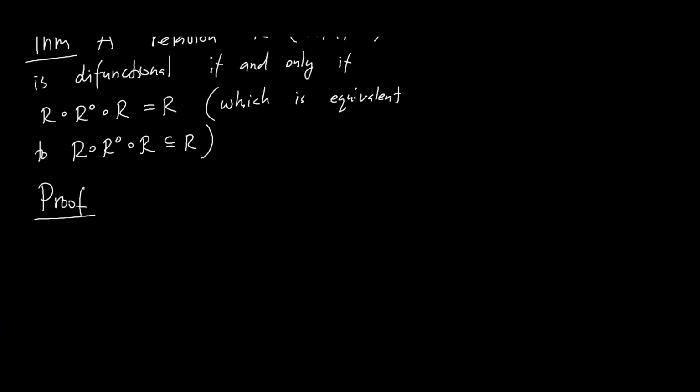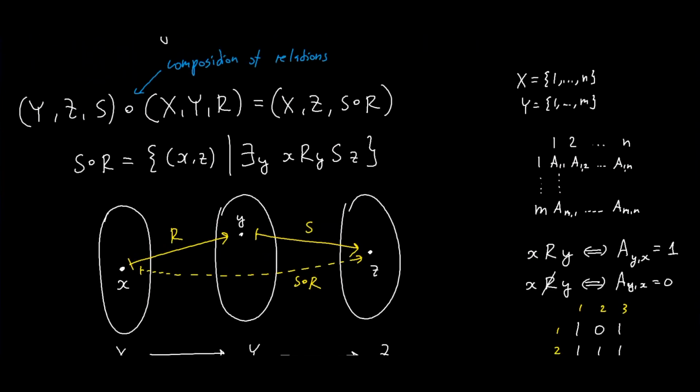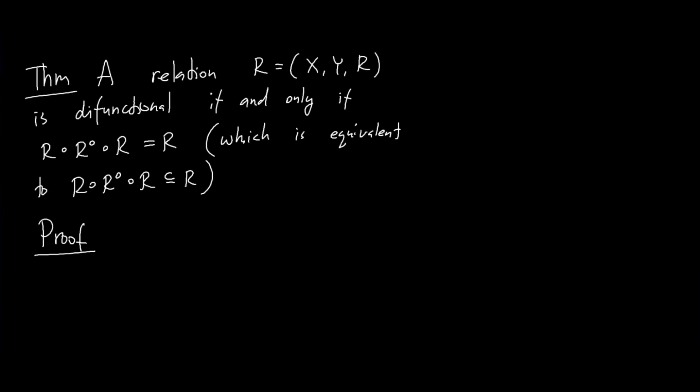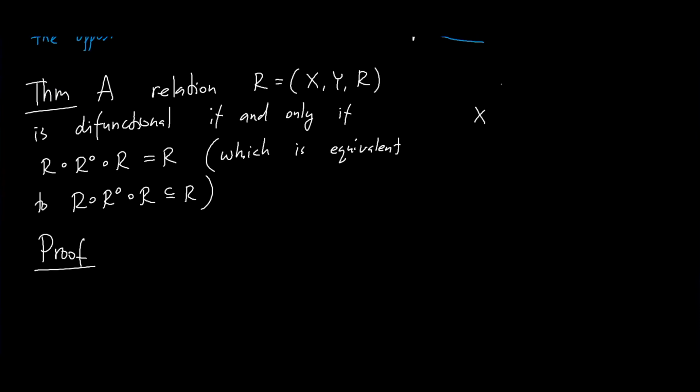Okay, so let's see why. Let's describe the elements of this triple composite. So what is the triple composite in the first place? Well, it turns out that composition of relations is an associative operation. So let's draw a picture. So R was a relation from X to Y. Now, R opposite will be a relation from Y to X. And then another R is a relation from X to Y.